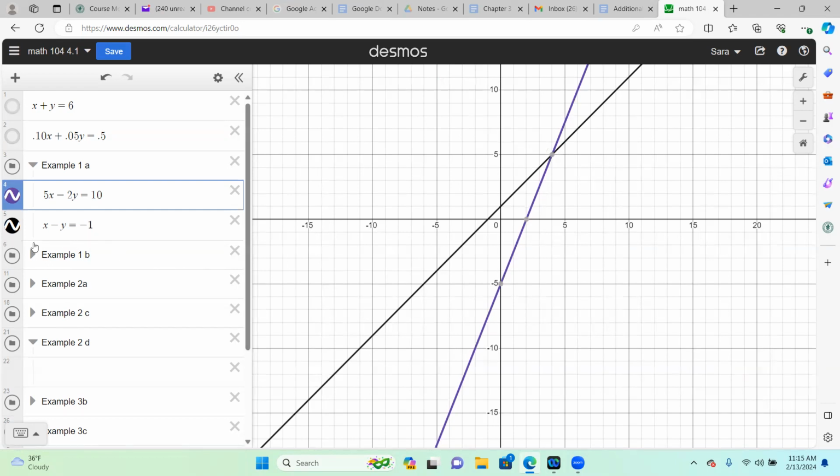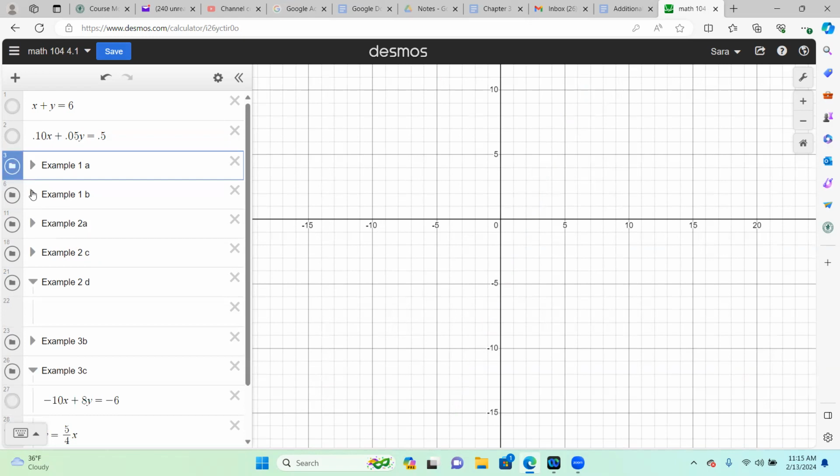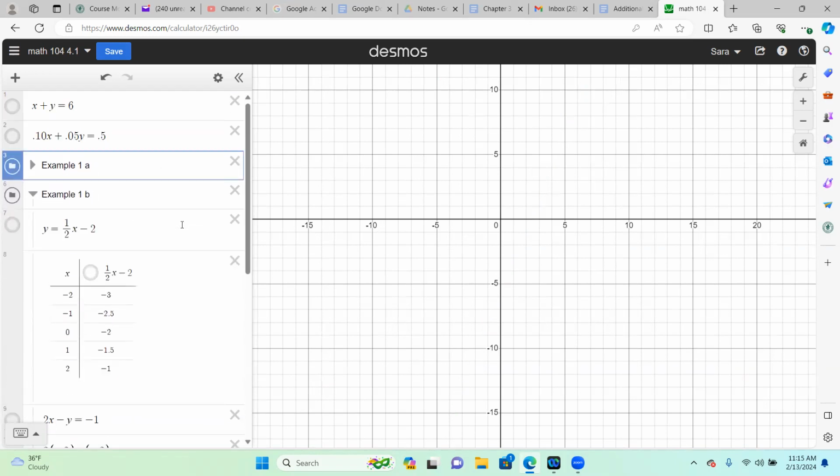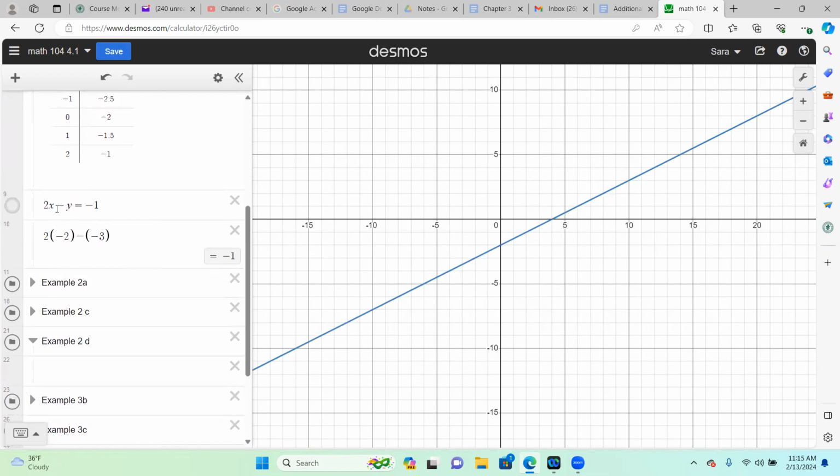Now, if you look at example 1B, I'm going to first turn off these graphs and close that folder. And I'm going to open up 1B. You can see the second example is the equation y equals 1/2 x minus 2. I'm going to turn on that graph. And then the second equation is 2x minus y equals negative 1. I'm going to turn on that graph. Again, we can click on either of the graphs. I'm clicking on the green. And it looks like they intersect at negative 2, negative 3.